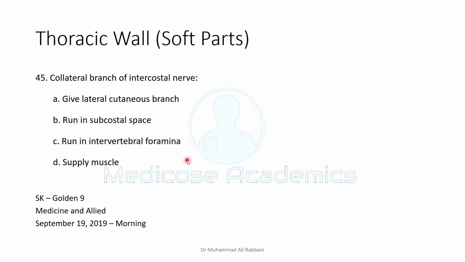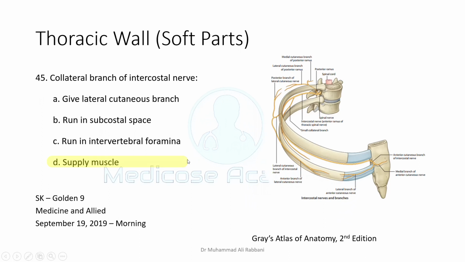And that they supply muscle, this statement is true. So this will be the correct answer. Here is the collateral branch of the intercostal nerve running along the lower aspect of the intercostal space, or the upper aspect of the rib below.